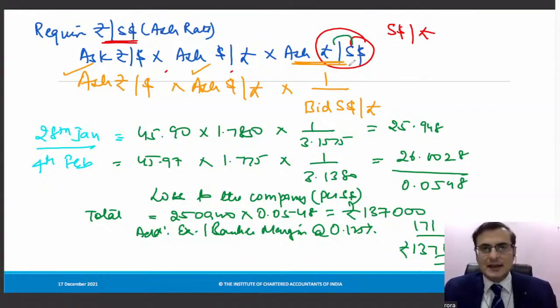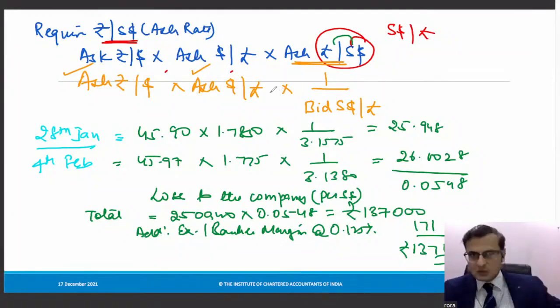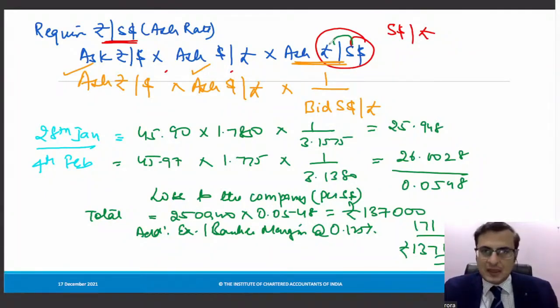Yes, beta. This is the reason that the ask pound per Singapore dollars is not available, and we need that. Otherwise, this pound and pound will not get cancelled. To do that, we have to convert one by bid. Bid means the value which is on the left hand side comes over here. Then we have to interchange these two things. This becomes Singapore dollars per pound.